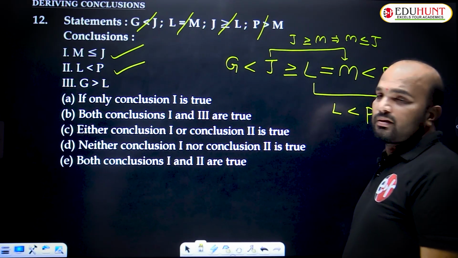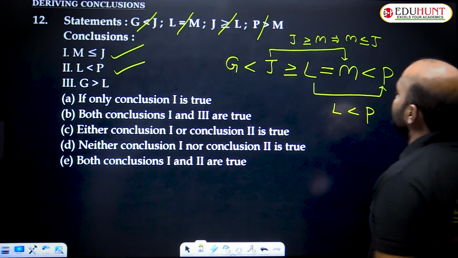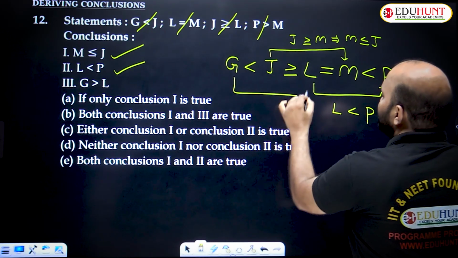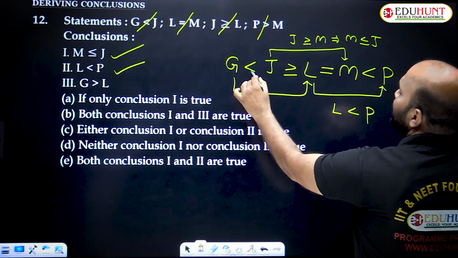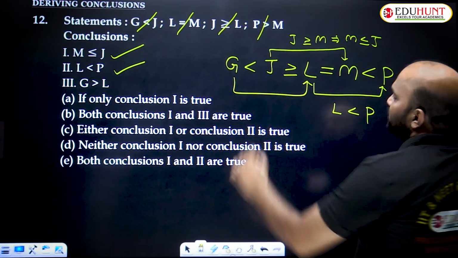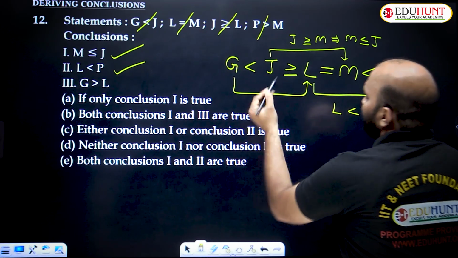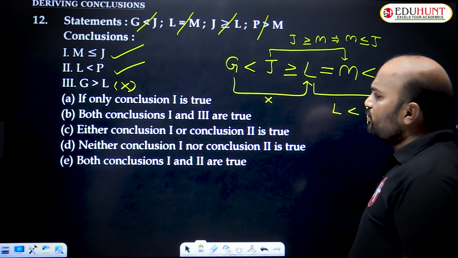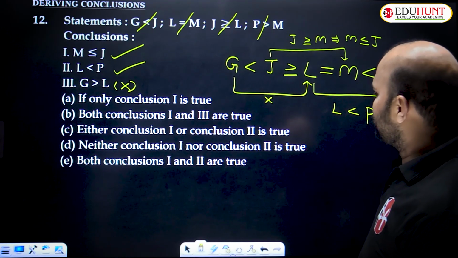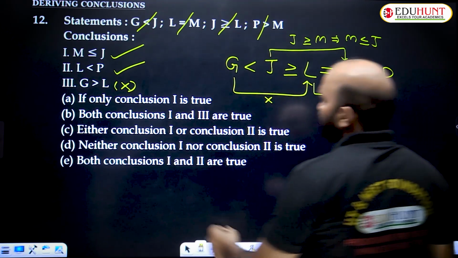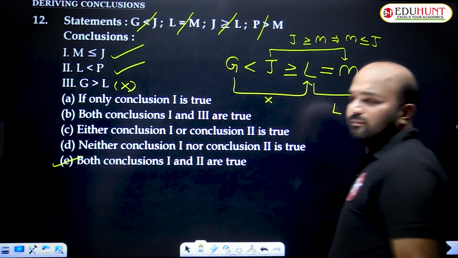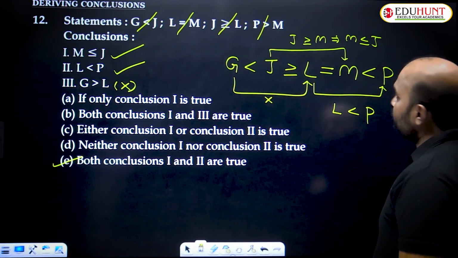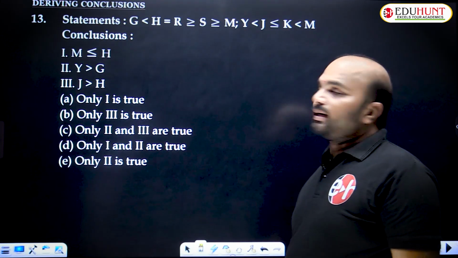Second also follows. Third one, G to L. How many symbols are compared? Two symbols. One is less than, another one is greater than or equal. So they are opposites. Once opposite symbols come, the relation can't be determined. Now the answer is only 1 and 2 follow. Both conclusion 1 and 2 are true. Option E is the right answer. Am I clear? So let's go to question number 13.